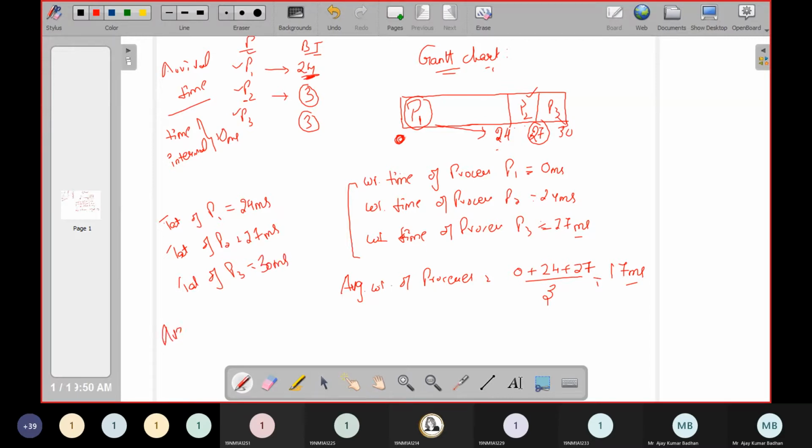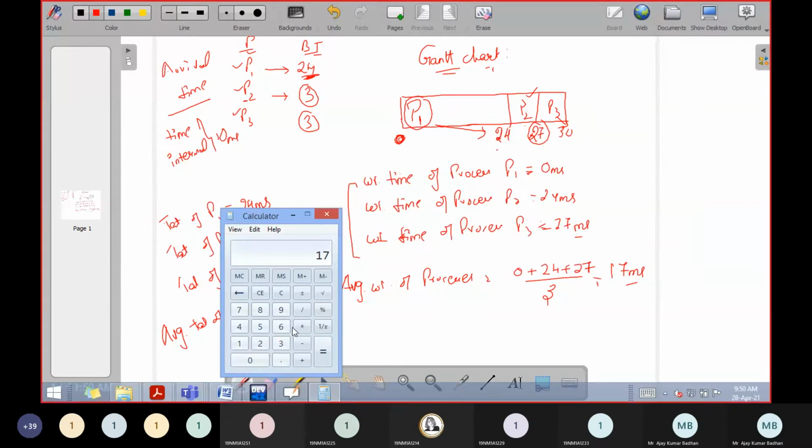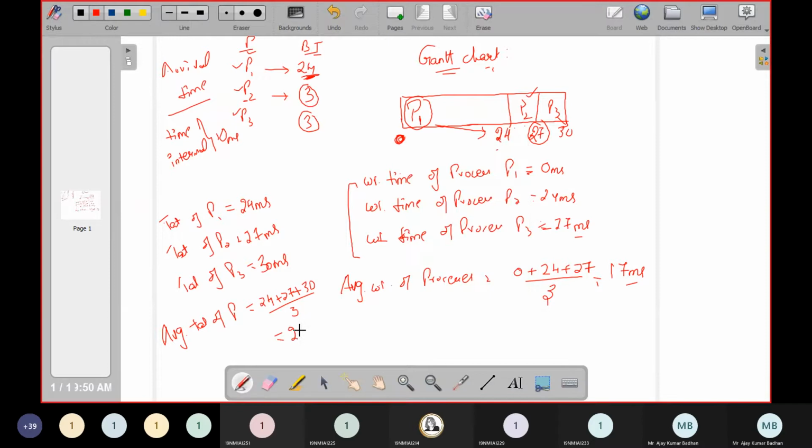Now what is the average? Average turnaround time equals 24 plus 27 plus 30 divided by 3. That is 81 divided by 3, which is around 27 milliseconds. I hope it's very clear with this.